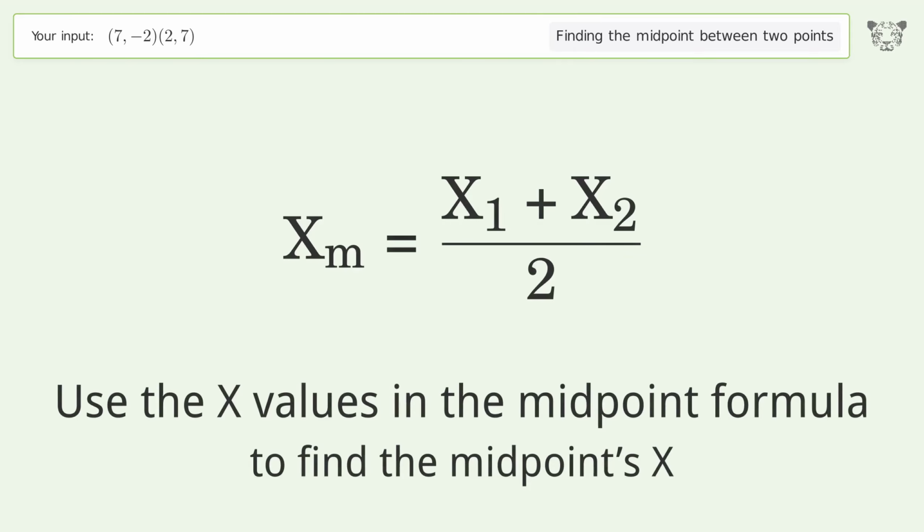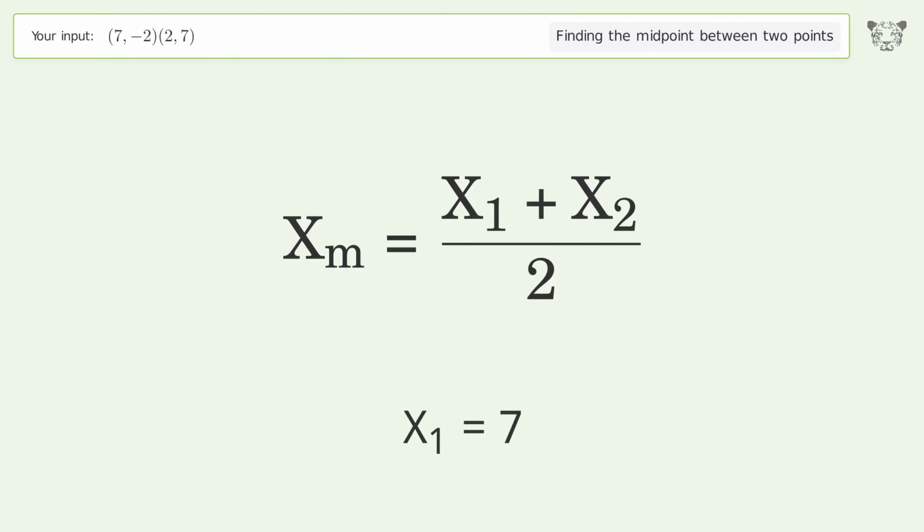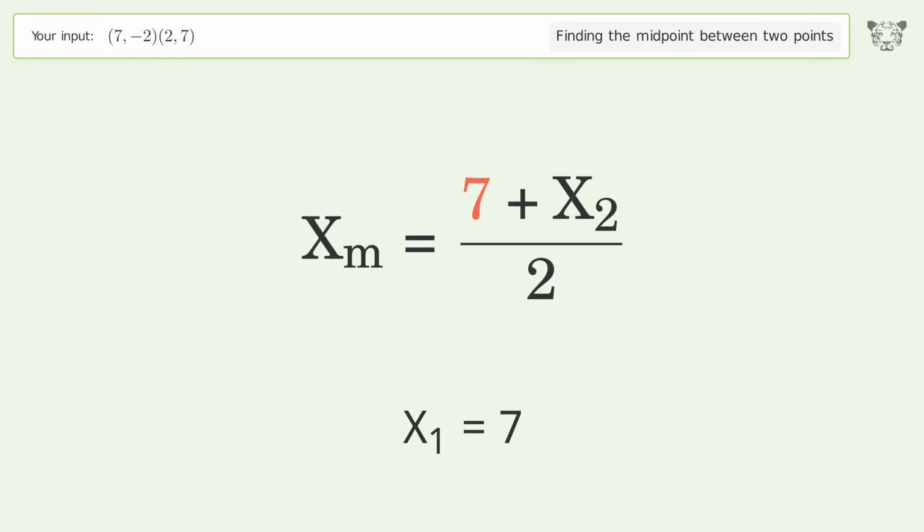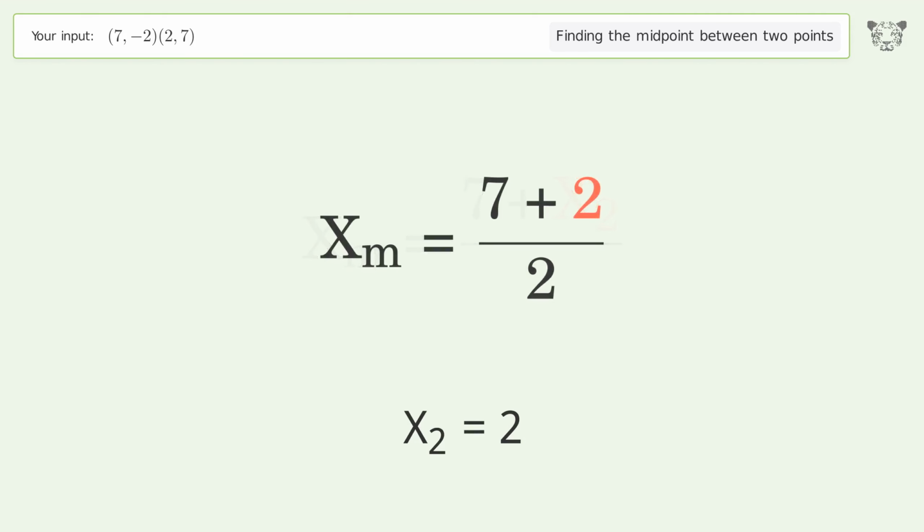Use the x values in the midpoint formula to find the midpoint's x. x1 equals 7. x2 equals 2. Simplify the arithmetic.